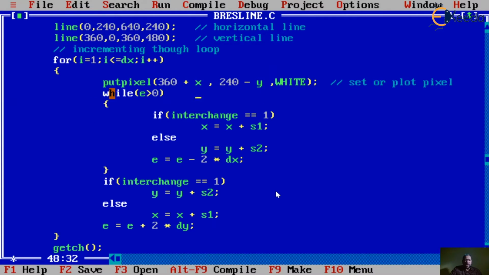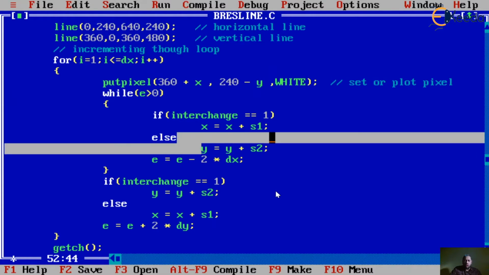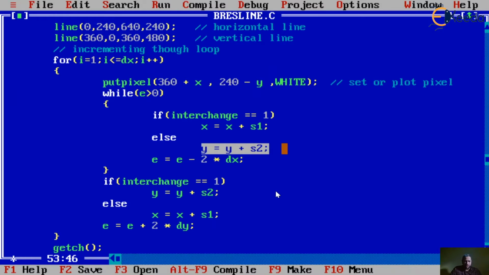Now after that I am having the while e greater than 0, if error term is positive. If interchange is equal to 1, interchange equal to 1 means the value of delta y is greater and x depends upon the error term, so x is equal to x plus s1. Else, interchange is equal to 0 means the delta x is greater and y depends upon the error term. Again, the error term is calculated here. Again, the while loop continues. If the error term is again positive, again this is executed.